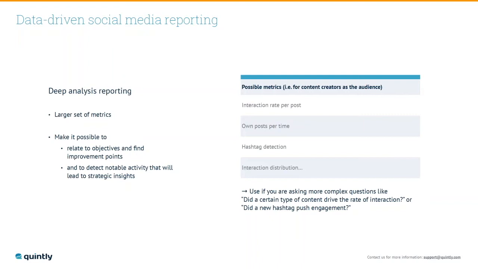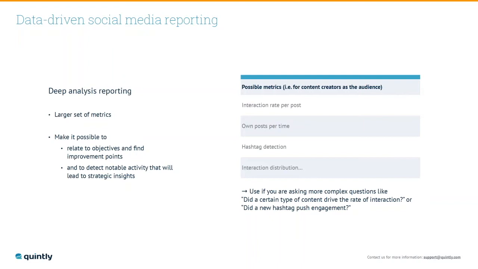If you're asking a more complex question, like, did a certain type of content drive the rate of interactions, or did a new hashtag push engagement? These are more complex things, which is why the reporting can get more complex as well. If we go for whether a particular type of content drove my interactions, there are metrics within our tool that you can use to look at this.